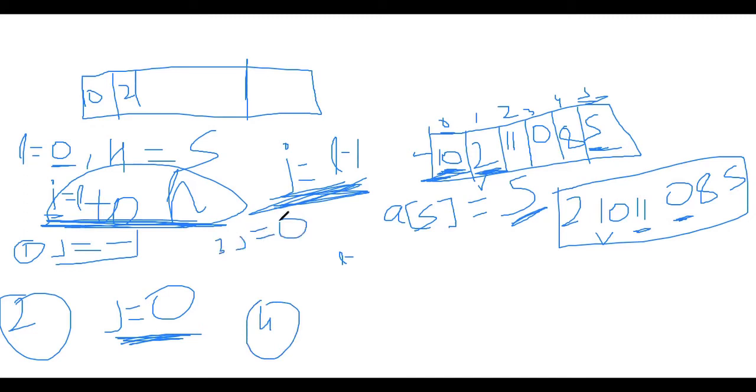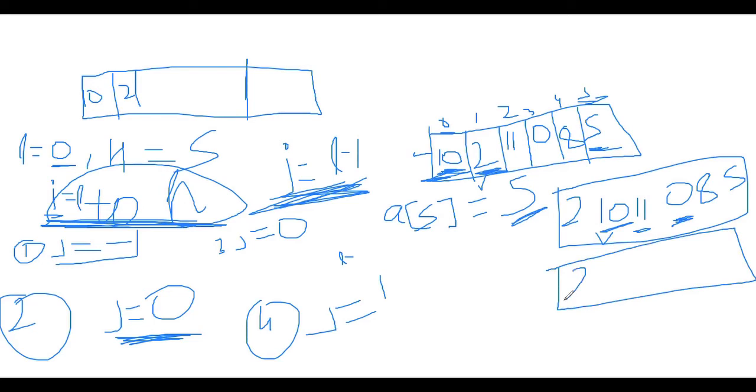In the fourth, we have to do a switch. So how will we do the switch? j will be incremented. So j will become what? 1. And then we will swap a[j] and a[i]. So what is a[j]? 10. And what is a[i]? 0. You are getting my point.